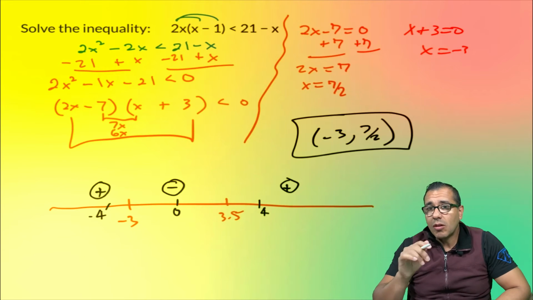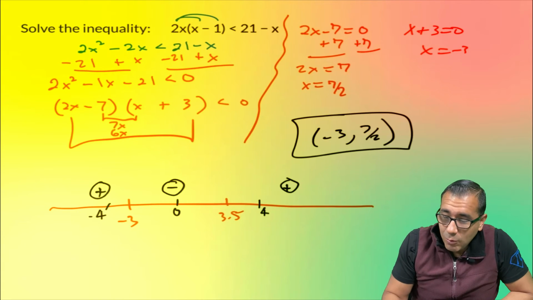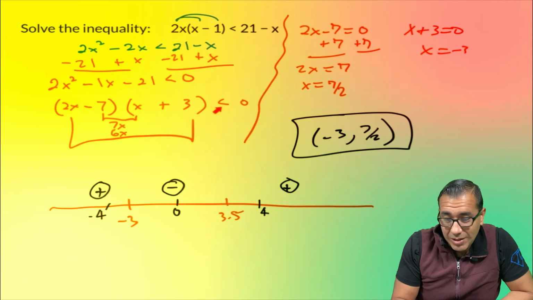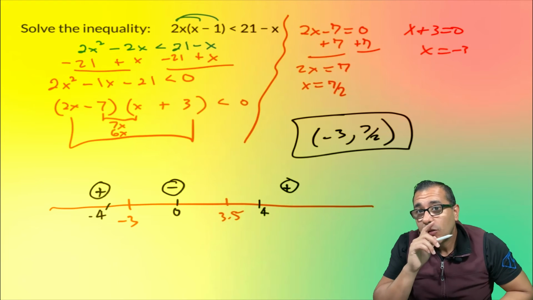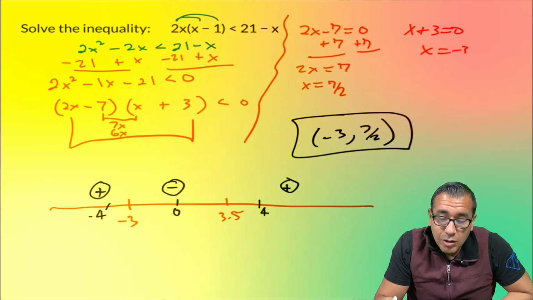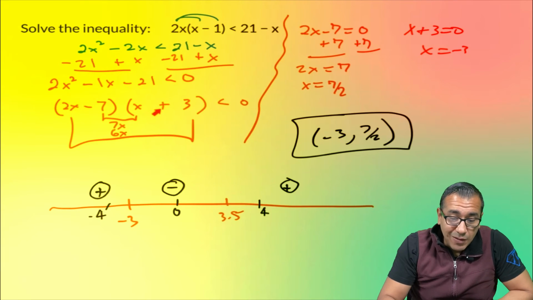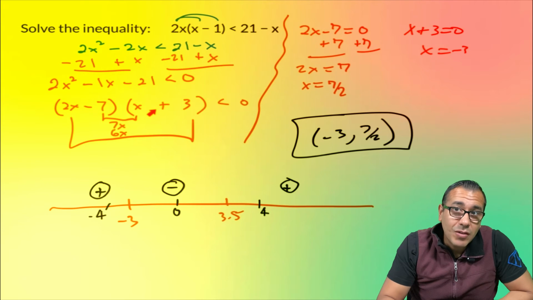Here's an additional note, right? This is bonus features right here. So let's say I wrote down "or equal to 0." If I said "or equal to 0," then you would actually include these endpoints right here, because if you were to plug in the -3, that would actually give you 0.